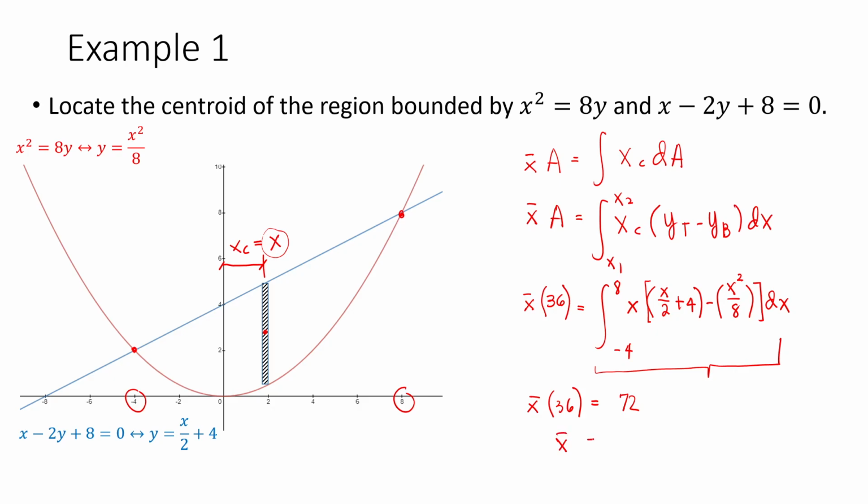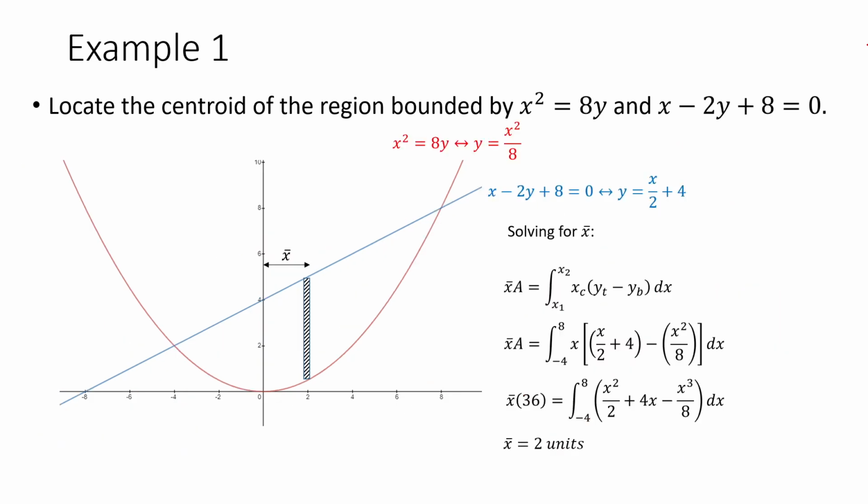So bar x is equal to 2 units. 2 units, not 2 square units. So 2 units. Okay, so I hope that you get the idea. So in solving for bar x again, this is the solution.